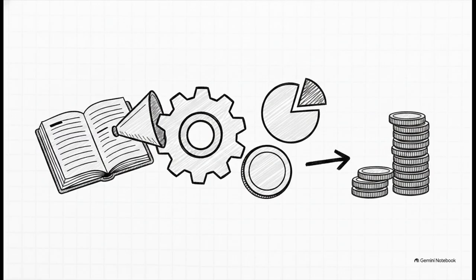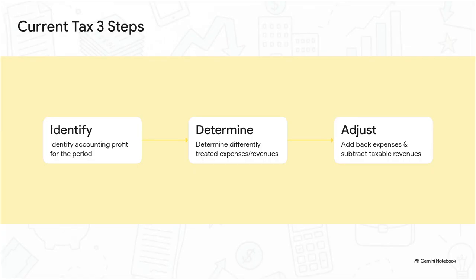Because we aren't starting from scratch, we have to manually adjust our accounting profit to satisfy those strict tax rules. We do this using a 3-step current tax worksheet. Step 1, you identify your accounting profit. This is your starting point because it already contains all your revenues and expenses for the year.